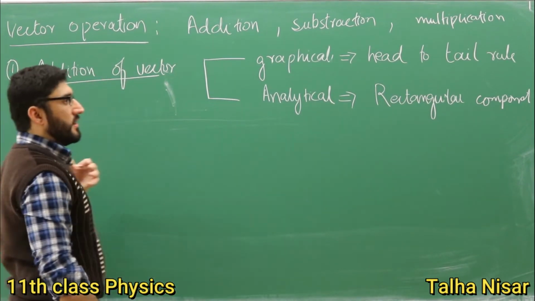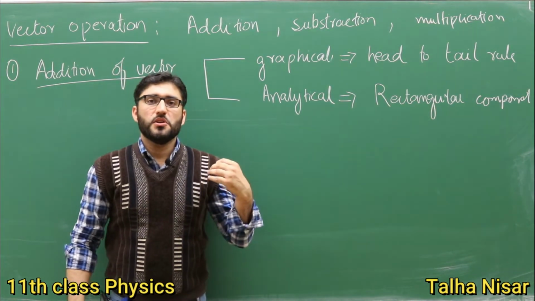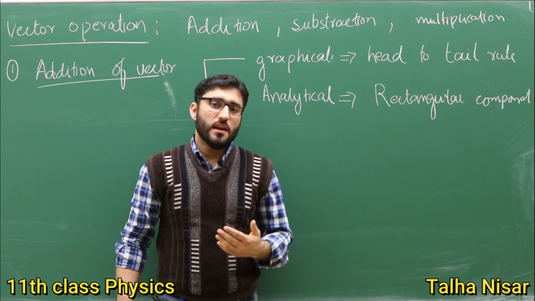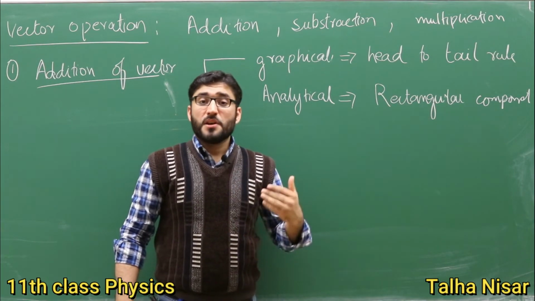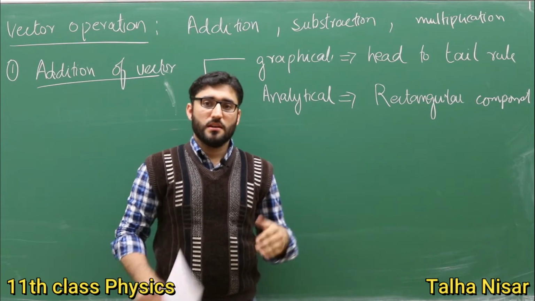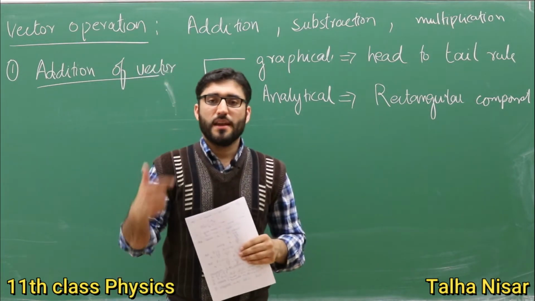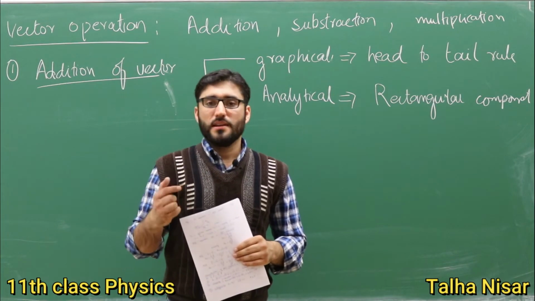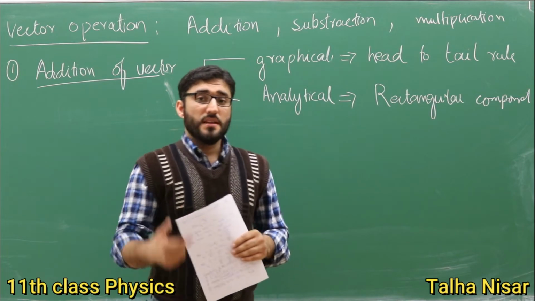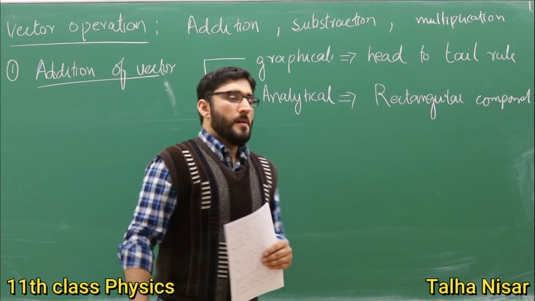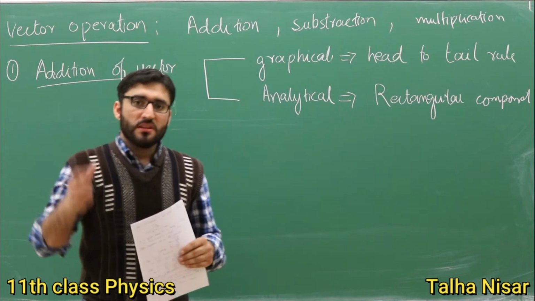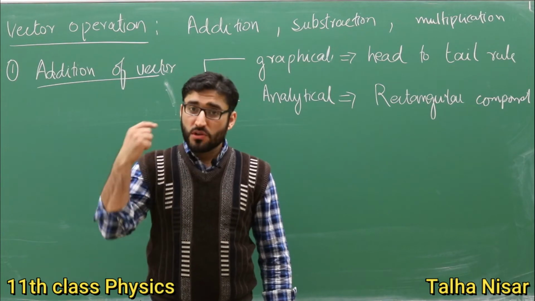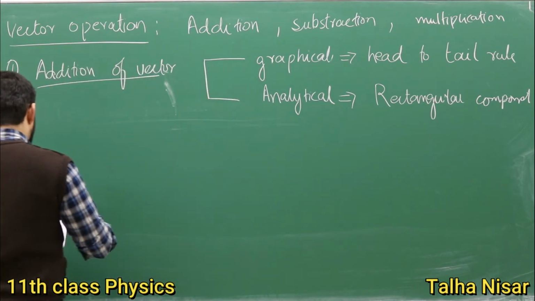To find the magnitude and direction, we use the Pythagoras theorem, and we also talked about the trigonometric ratios. The Pythagoras theorem is a special case: it is only valid when the angle of the triangle is 90 degrees, meaning a right angle triangle. But today we will talk about the general case, and the Pythagoras theorem is the special case of that triangle law.